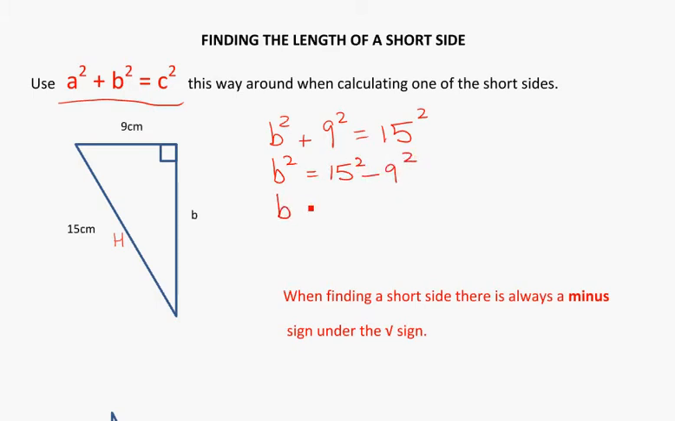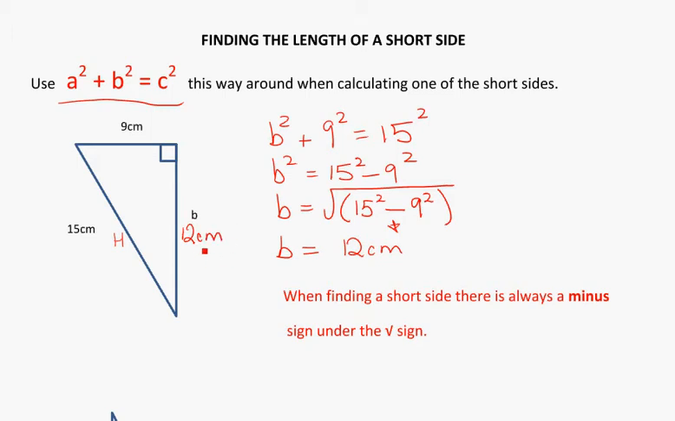And taking the square root of both sides, b is the square root. Now once again I'll put brackets in case you've got one of the older calculators. Square root of 15 squared minus 9 squared. Now you always know you've got it right if you're finding a short side and you have a minus sign under the square root. So working that out, we get b is equal to 12 centimeters. So we now know this side is 12 centimeters.